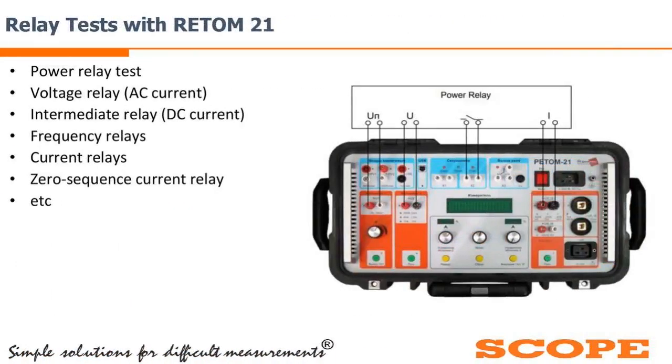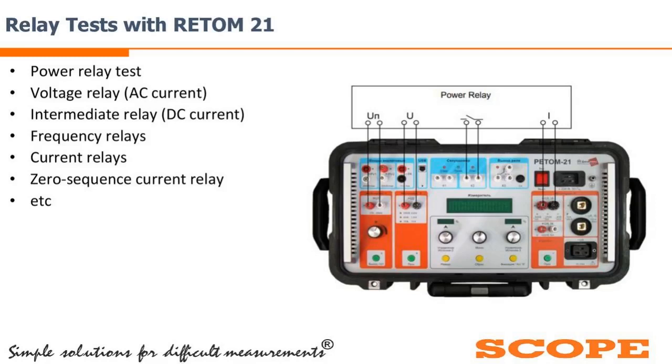So the next point is how to test relays with the help of ROTEM 21. With ROTEM 21, we can test various types of relays: power relays, voltage relays, intermediate relays, frequency relays, current relays, zero sequence current relays, etc. Power relay tests require two independent voltage and current sources operating synchronously at the same frequency.